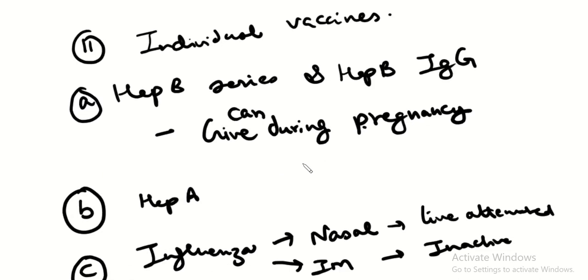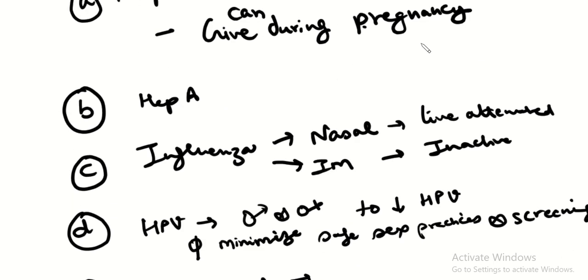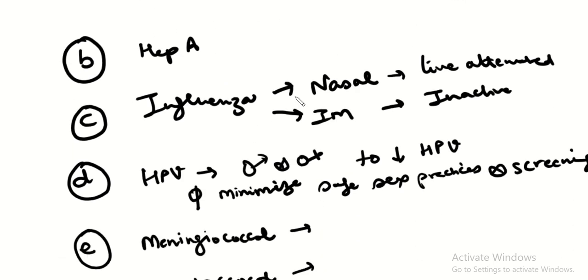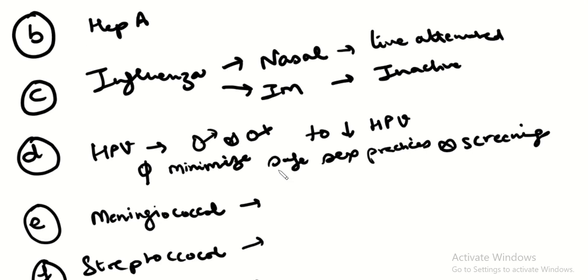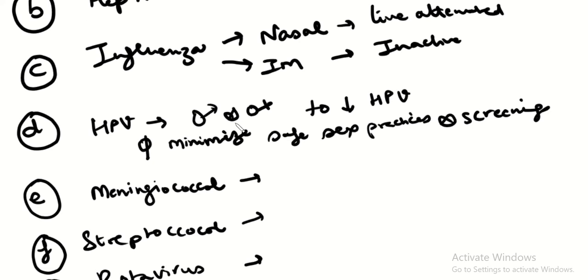So we have Hep B, hepatitis B. We can give it during pregnancy because it's not a live attenuated vaccine. And then we have Hep B immunoglobulin as well. We have hepatitis A. We have influenza, so there's a nasal, which is live attenuated, and intramuscular, which is inactivated. There's the HPV vaccine, Gardasil. You give it to males and females to decrease HPV.